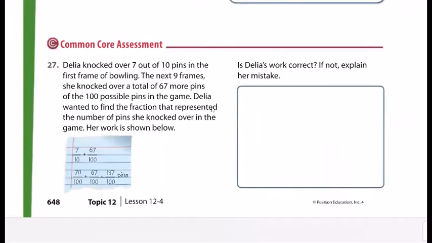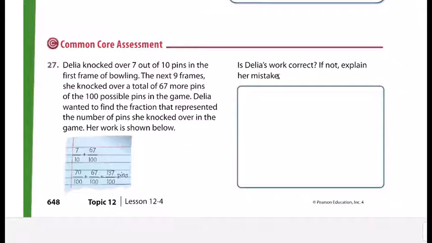Question number 27. Delia knocked over 7 out of 10 pins in the first frame of bowling. In the next 9 frames, she knocked over a total of 67 more pins of the 100 possible pins in the game. Delia wanted to find the fraction that represented the number of pins she knocked over in the game. Her work is shown below. That's 7 over 10 plus 67 over 100. She makes 70. 7 over 10, 70 over 100 plus 67 over 100 equals 137 over 100 pins. Is Delia's work correct? If not, explain her mistakes.